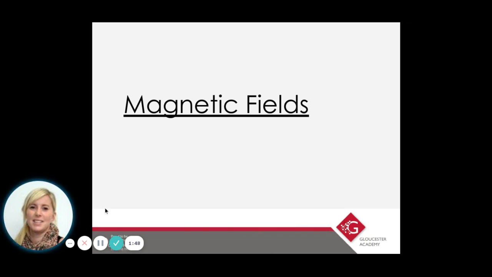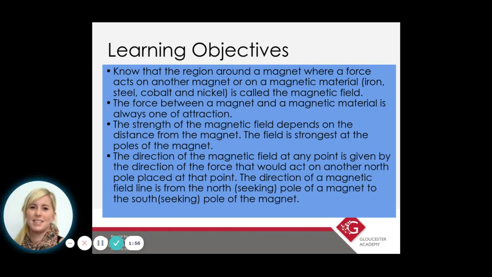Okay, so our lesson today is on magnetic fields. We'll be looking at magnetic fields around a magnet, but also around the Earth itself. Our learning objectives today are to know that the region around a magnet where a force acts on another magnet or on a magnetic material is called the magnetic field. The force between a magnet and a magnetic material is always one of attraction.